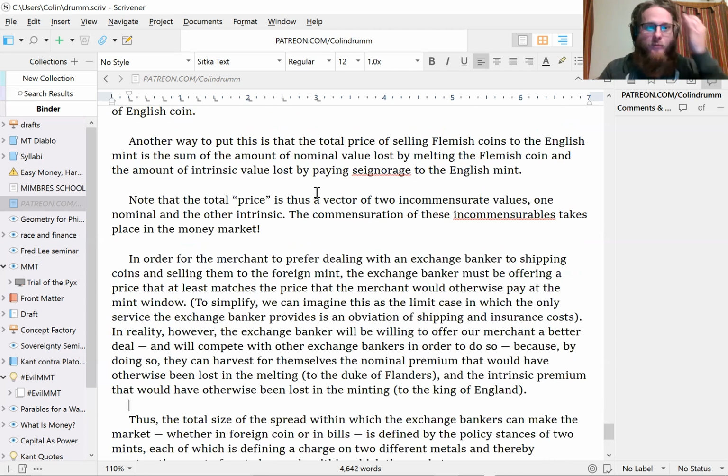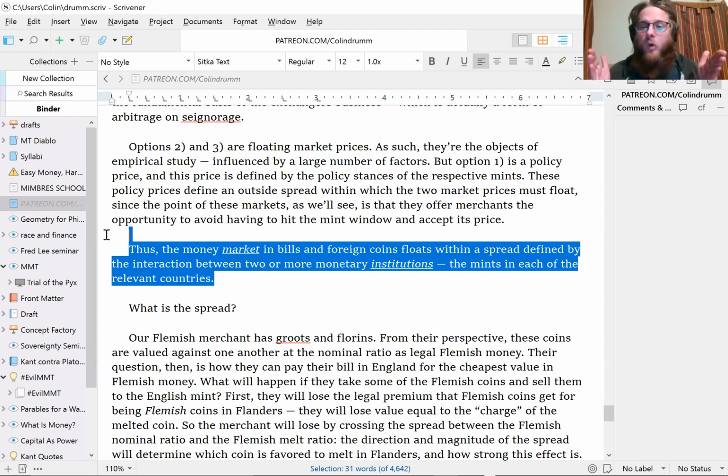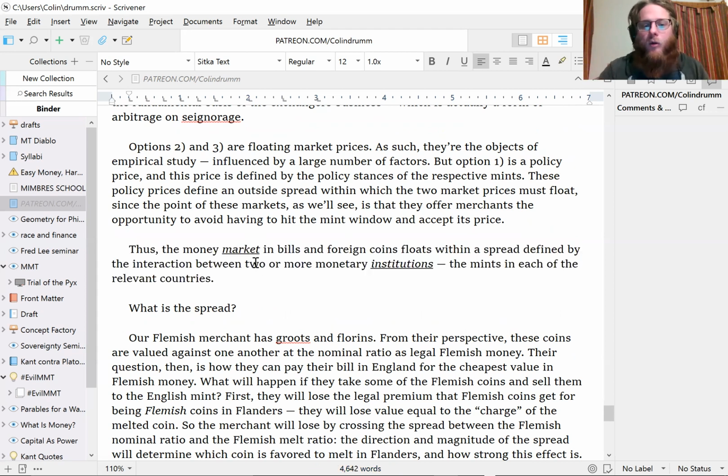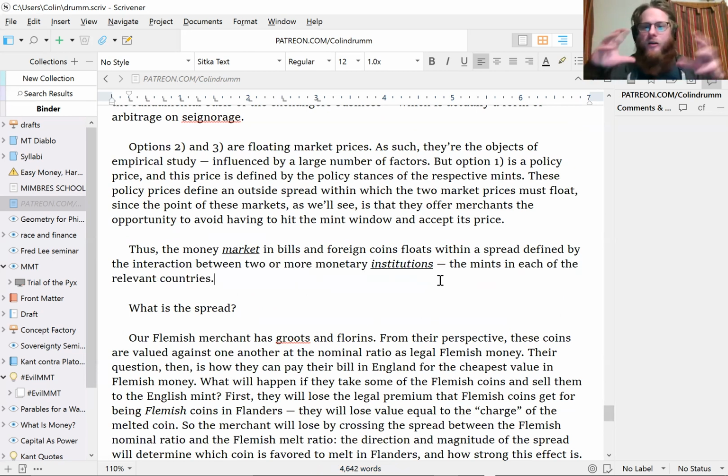So as I put it earlier, there are two money markets: a market in coins, foreign coins, and a market in bills, and these markets are floating in a spread. The spread within which they're floating is created by two or more monetary institutions, the mints in each of the relevant countries. This gets way more complicated because in reality the exchange network is not just bilateral. The exchange transaction can complete itself by traveling any way through a network and getting back to its origin point. So studying the structure of money markets is a topic in graph theory, which I was very excited that somebody else on Twitter understood today. There are some people who are better at numbers than I am who are already working on this.